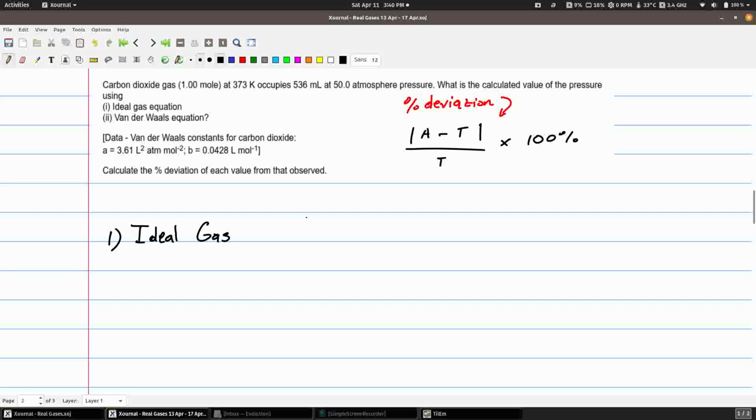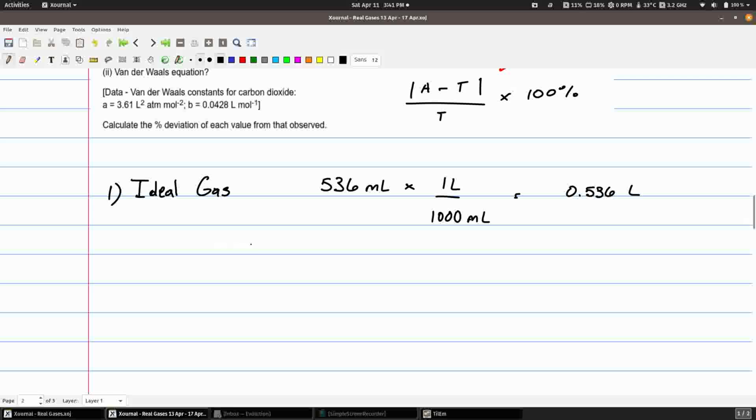Alright, so we're going to do ideal gas first. We have one conversion to do because it's got to be in liters. So we have 536 milliliters times 1 liter over 1,000 milliliters, and that's going to be equal to 0.536 liters. Alright, all of our conversions are done. And we're going to just plug this in and see what we get. So we have n equals 1 mole, T equals 373 kelvins, and we know P is equal to 50 atmospheres. Alright, so let's calculate and compare against what we know.